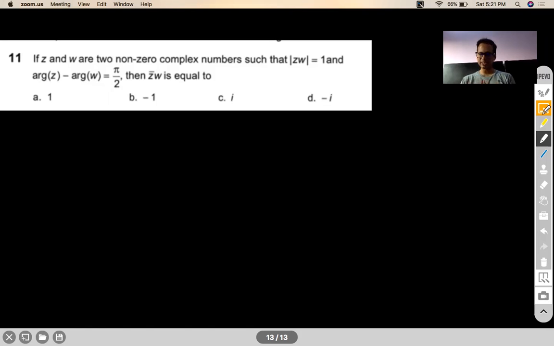Very easy question, guys. Very easy question. You just have to apply your conjugate properties. Matter of half a minute, not more than that. But still, I'm giving you 2 minutes.